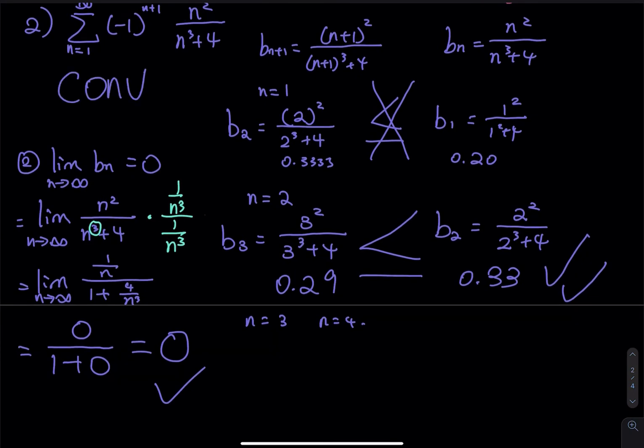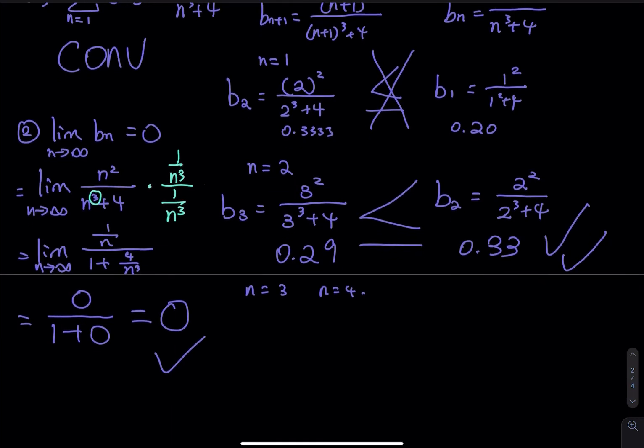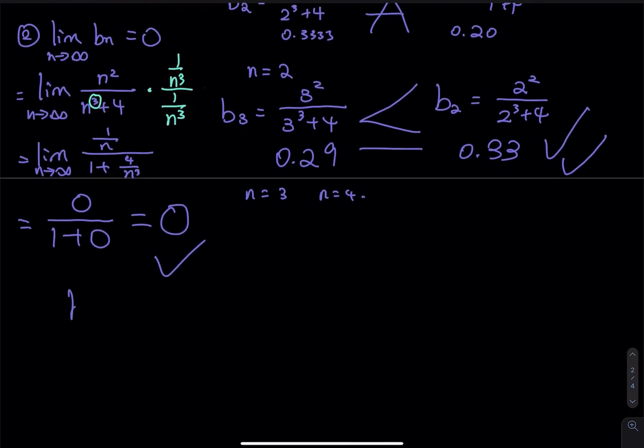All right. So before we end this video, I want to talk about the idea of these two concepts. So first, you have an alternating series. So you have B1 minus B2 plus B3 minus B4 plus B5 minus B6, and so on and so forth.